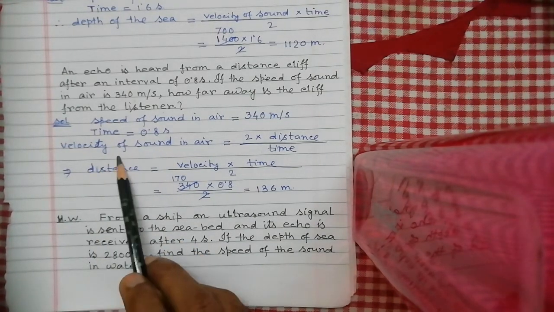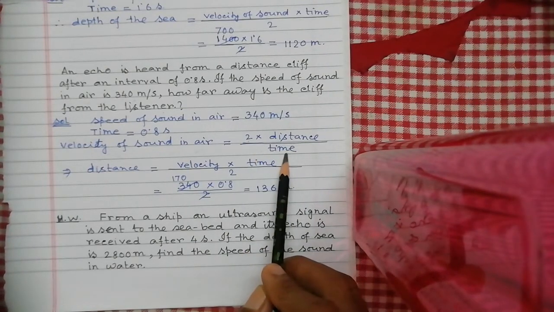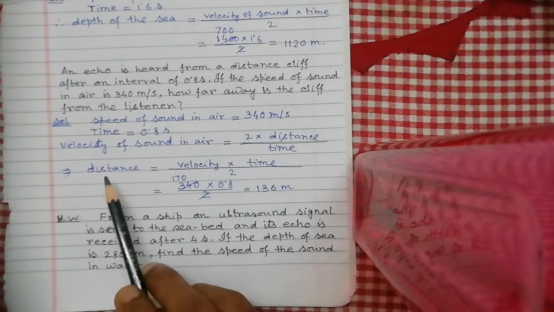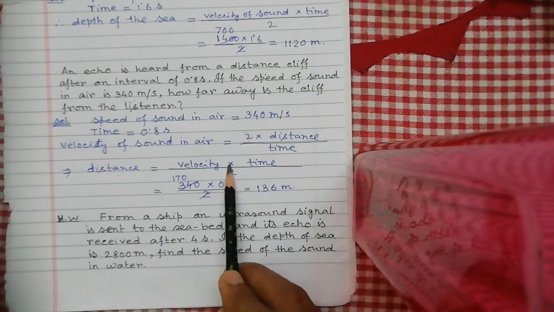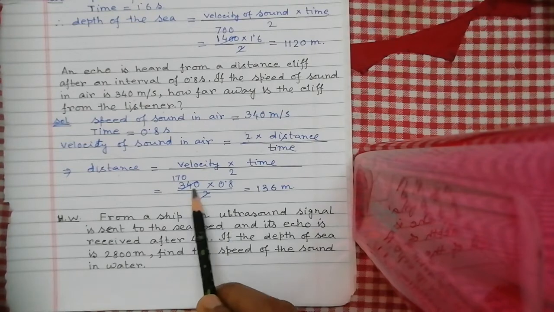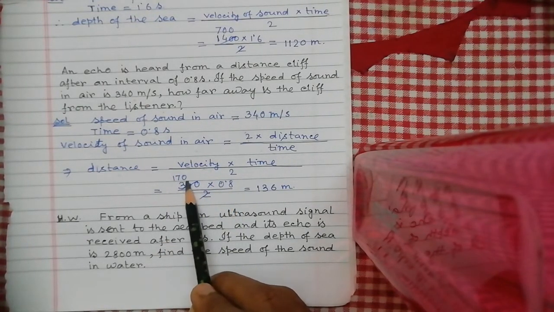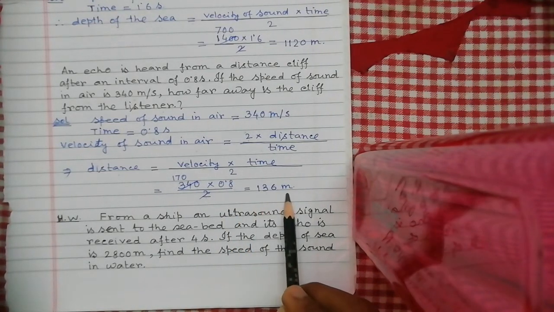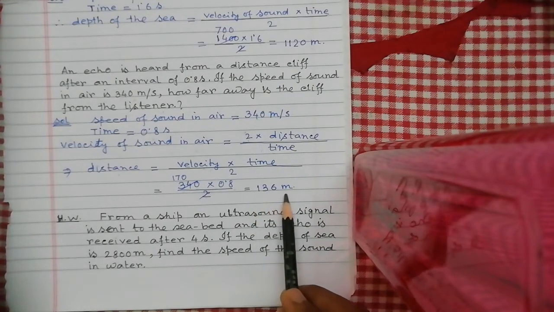We know that the velocity of sound in air, the formula is 2 times distance divided by time. So by changing sides we get distance equals velocity times time divided by 2. Velocity is given 340, time is given 0.8. By cancellation it will be 170 times 0.8, and we get 136 meters. So the distance of the cliff from the person is 136 meters.